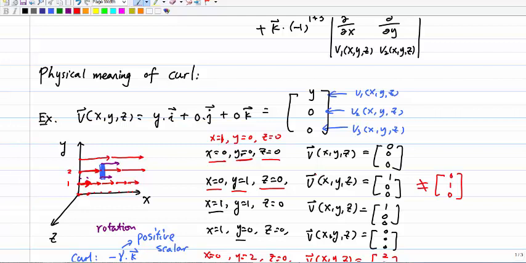You can also verify that if x is even 1, y equal to 1, and z equal to 0, I still have this same vector. As you can imagine, if I have this point, 0, 2, 0, I get this vector, and so on and so forth. The 3 will be this vector. So you can see as you increase y, the vector becomes larger and larger.